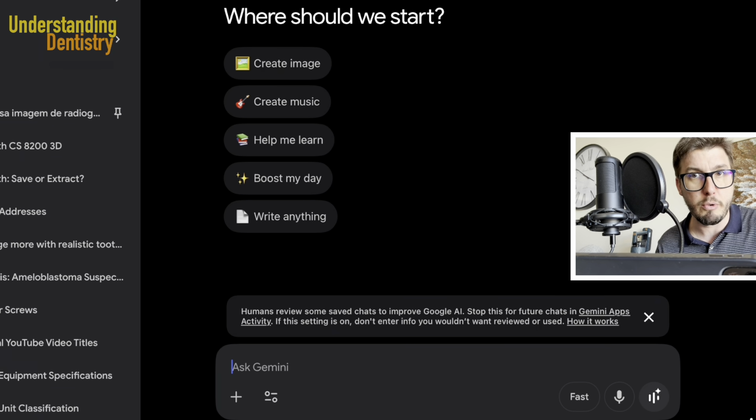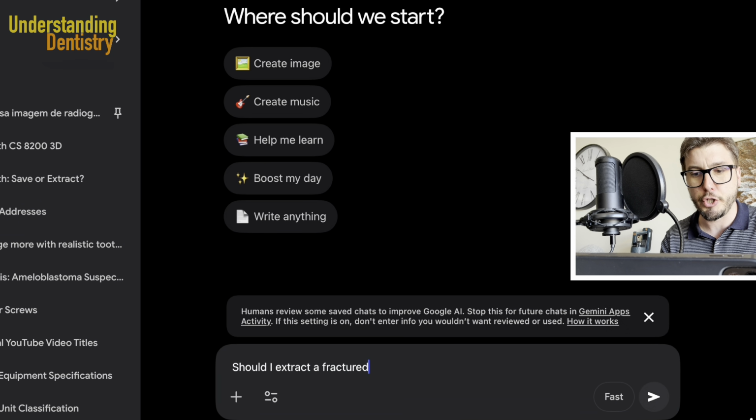I'm going to use the Google Gemini today. You are seeing my screen, and I will start with a prompt. For example, let's imagine that I want to understand if I should extract a fractured tooth, okay? But I will do a very broad prompt, which I would not usually do. So let's go with a prompt like, should I extract a fractured tooth? Okay, so I will use this prompt now, and let's see what happens.